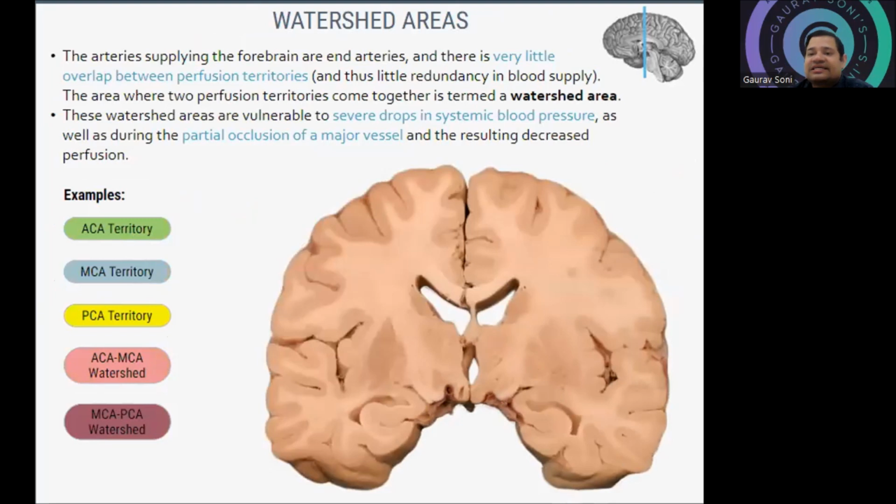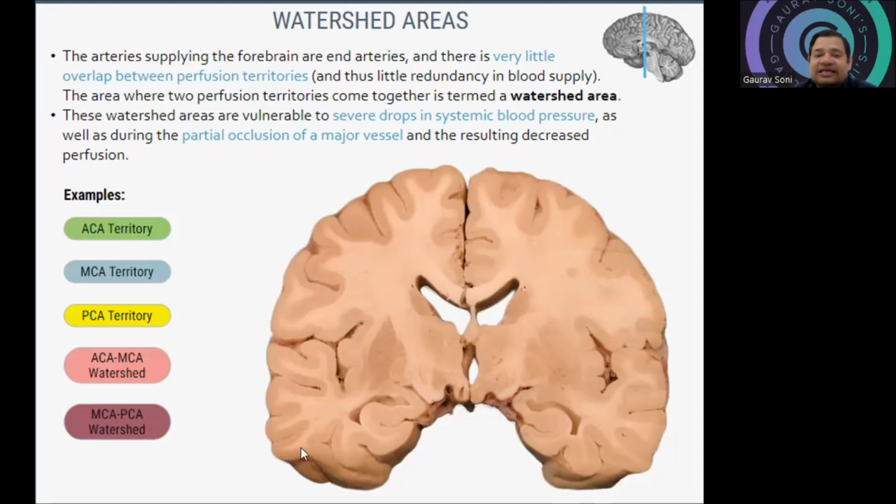Now, what are watershed areas? Arteries supplying the forebrain are actually end arteries, and there is very little overlap between the perfusion territories. The area where two perfusion territories come together is called a watershed area. These watershed areas are vulnerable to a severe drop in systemic blood pressure as well as during partial occlusion of major vessels, resulting in decreased perfusion. So watershed area वो area जहाँ पे दो perfusion territory एक साथ पास में आ जाते हैं, and they are very dangerous because if there is some loss in systemic blood pressure, then there will also be some problem in this particular area.